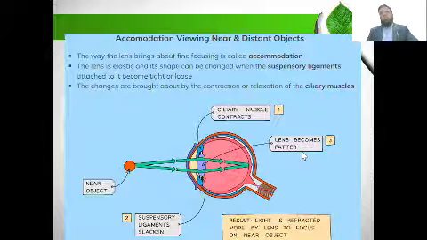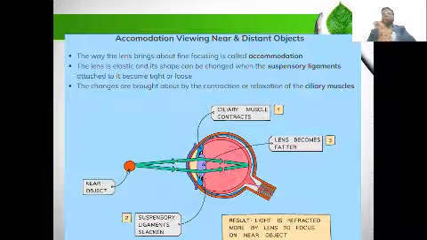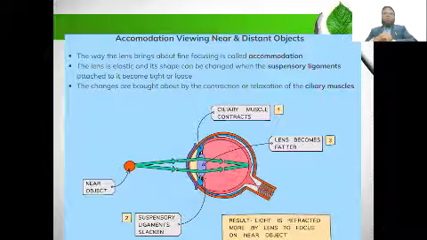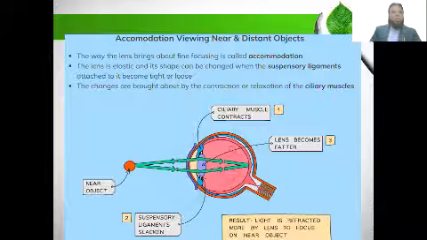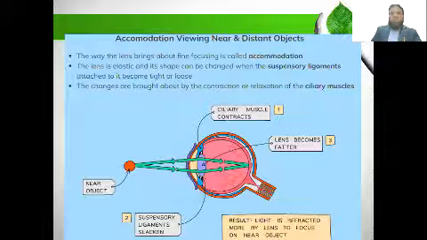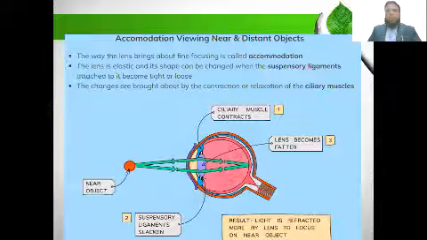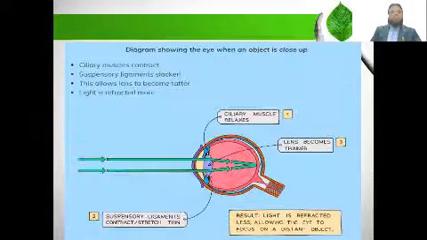In exams, sometimes a diagram is given in which the convex lens is shown as a fatter or widened lens. It means that they are talking about near vision. So in near vision, the ciliary muscles contract and the suspensory ligaments slacken, and then the lens becomes fatter. So light is refracted more by the lens to focus on the near object.